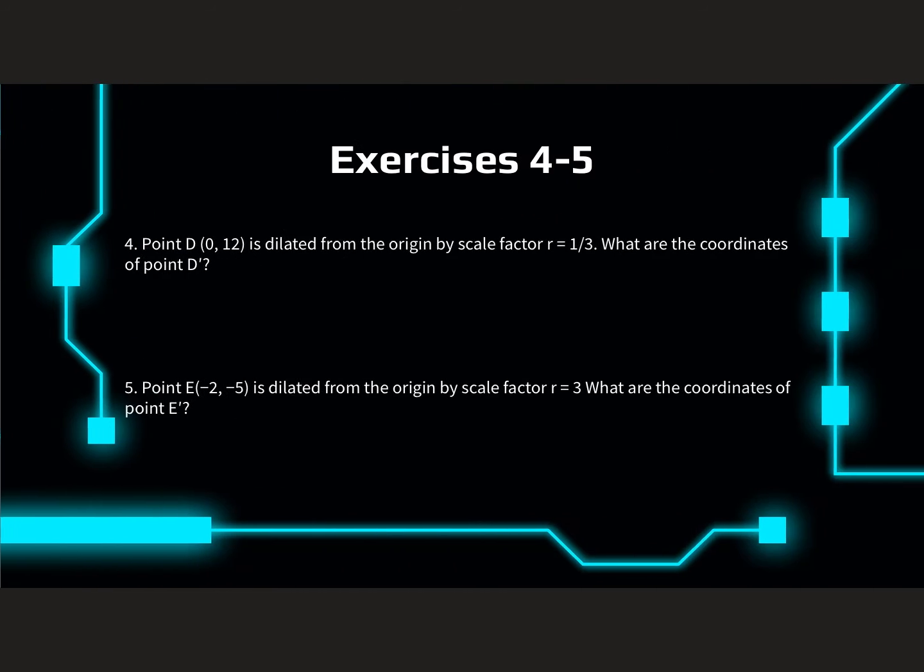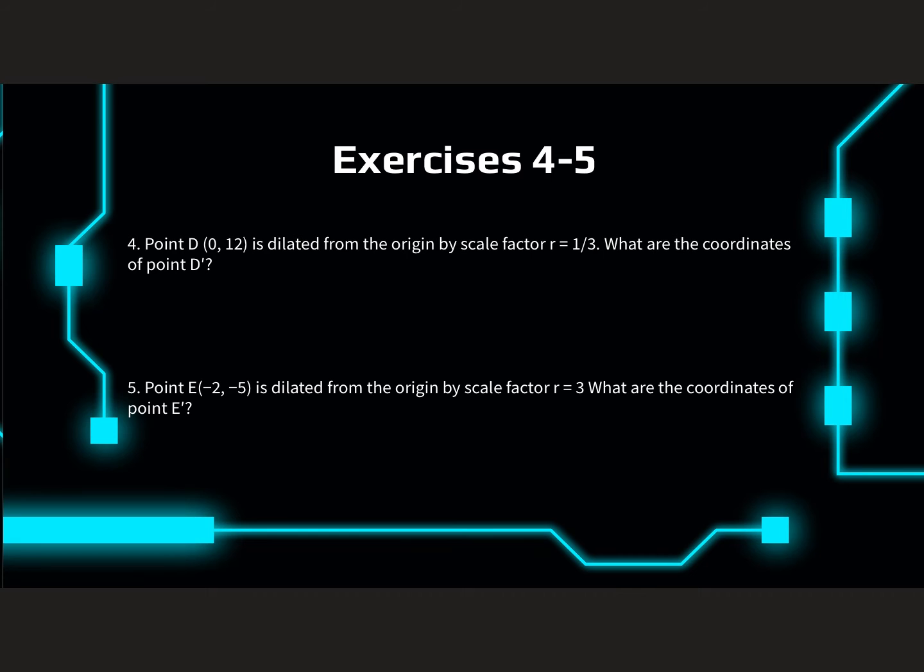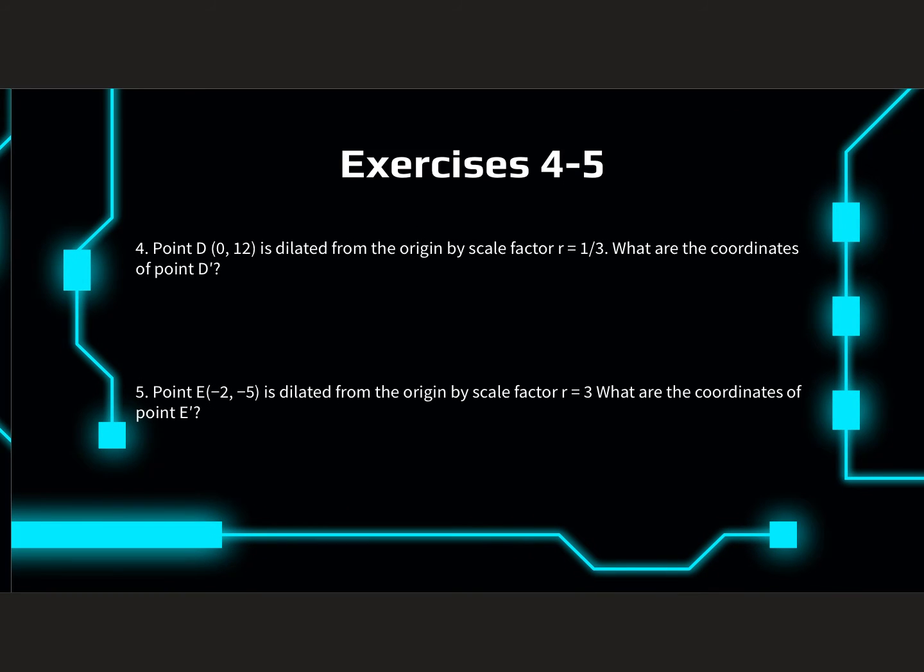All right. Now what I want you to do is pause the video and look at number 4 and number 5. All right, doing the exact same thing. Remember, with scale factors, we are multiplying whether it is a fraction or a whole number. All right, so it says point D (0, 12) is dilated from the origin by a scale factor of 1/3. What are the coordinates of D prime? All right, so we have D prime. We know that 0 times 1/3 just gives us 0. And we know that 1/3 of 12 is 4. So here we can see that the shape would shrink.